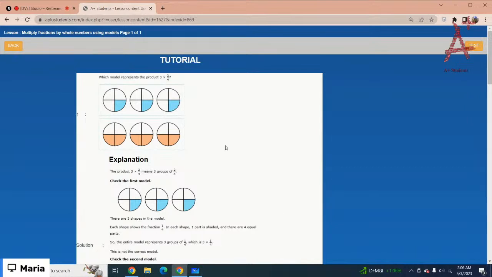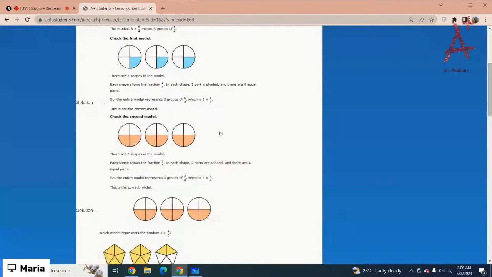Got it? Now just look at the second one. There are 3 shapes in the model, and each shape shows 2 out of 4. You can see 2 of the portions are colored out of 4. So that means this group represents 3 times 2 over 4. So that means option number 2 is the correct option. Okay, let's just start with the practice questions.